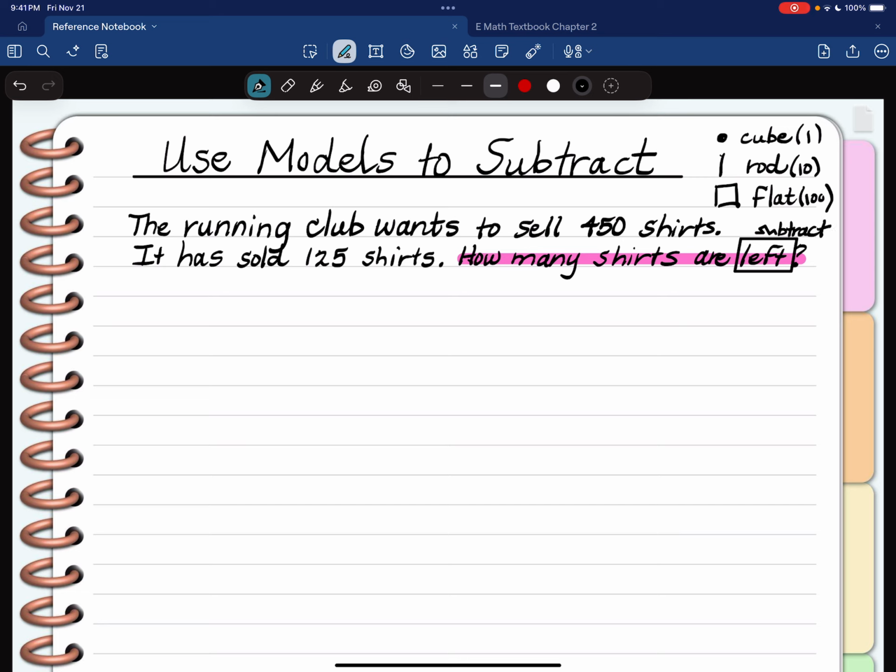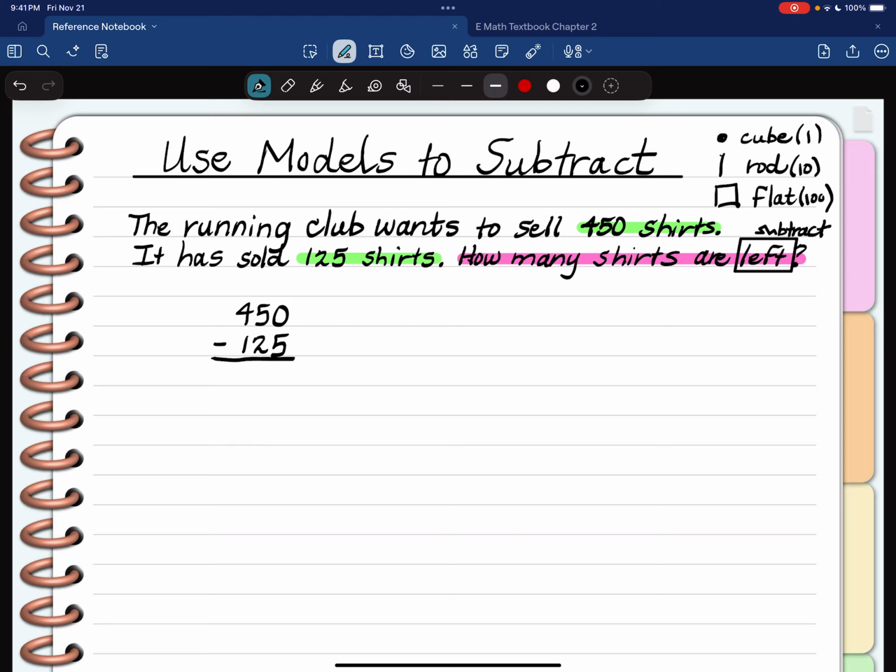And then you also want to mark your numbers. You can circle them, whatever makes sense to you. We have 450 shirts and 125 shirts. So these are the key elements of this problem. So to solve the problem, I would be doing 450 minus 125.